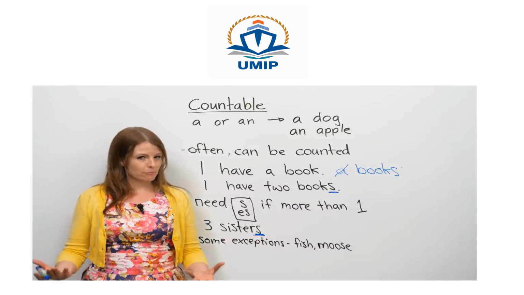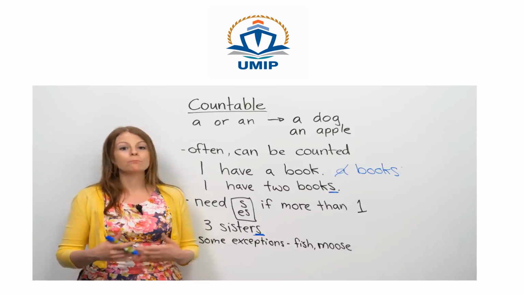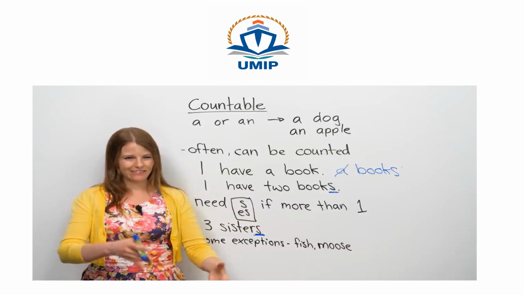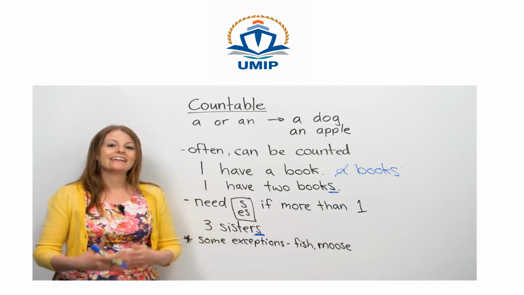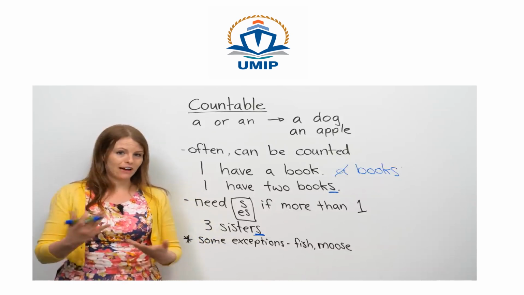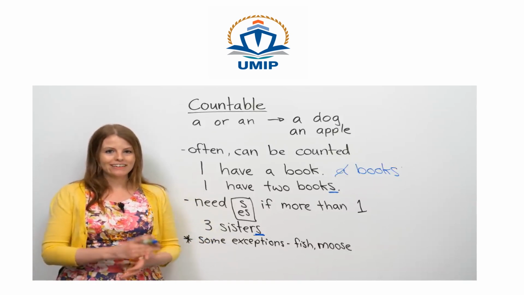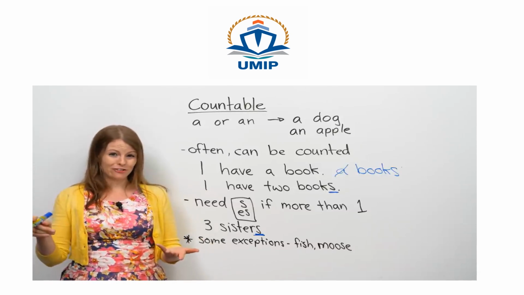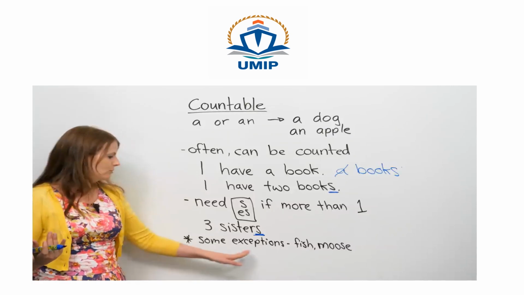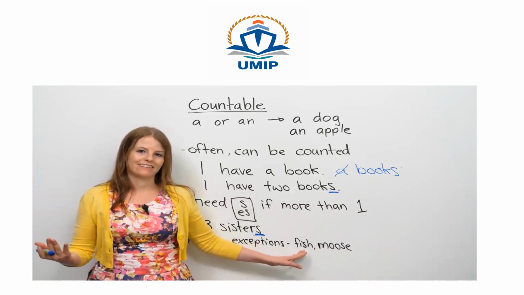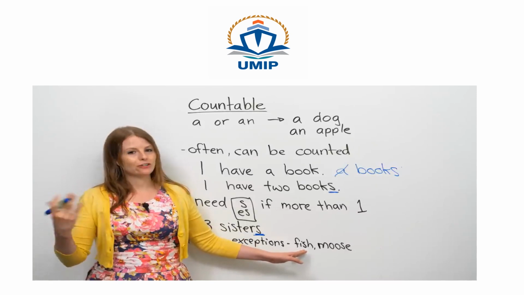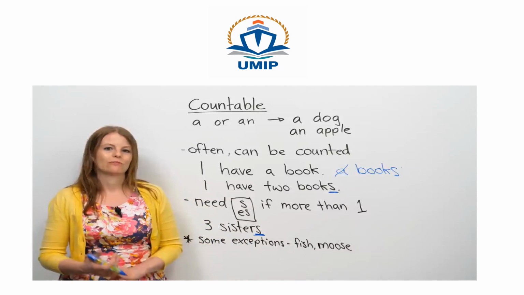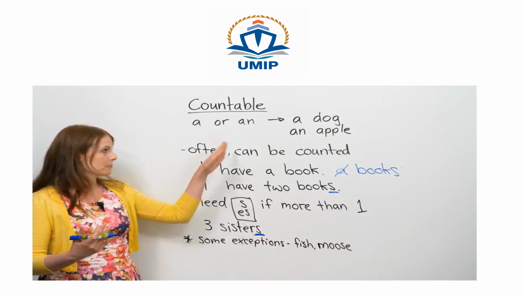Now we have some exceptions. For example, the word moose. You can count the number of moose, but we never add an S. It's a strange exception. In English, you'll notice we have a lot of exceptions. We break rules a lot of times in English, and that's okay. It's the same with fish. You can count the number of fish, but you don't change this word if there's more than one. I can't say I have 5 fishes. Okay, I would say I have 5 fish. So sometimes there are exceptions with count nouns or countable nouns.